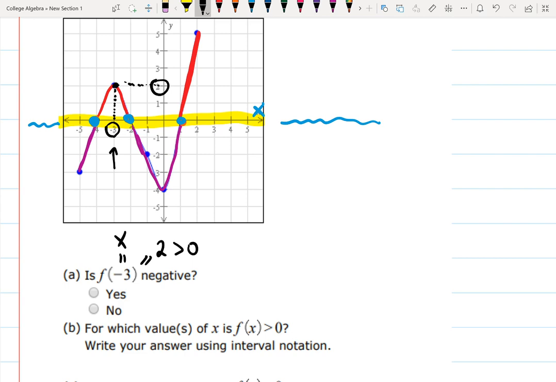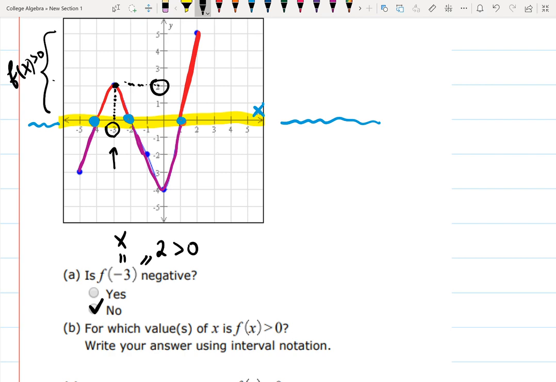Or you don't have to find this number. What if we just don't know this number? Then you say, well, since it's above the x-axis, here f of x is positive. So the answer is yes, positive. The answer is not negative. So the answer is no, it's not negative.